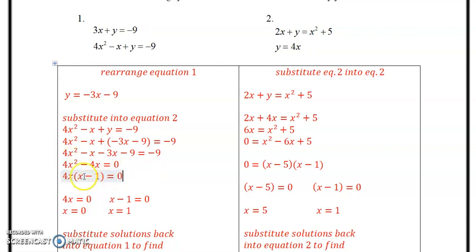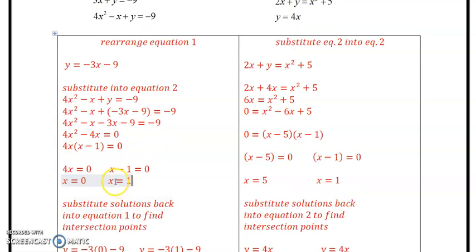And then this gives us a quadratic. We factor out 4x, leaving us x minus 1. So we have the first factor equal to 0, so 4x equals 0, which means x is equal to 0. And the second one we have is x minus 1 equals 0, the second factor, which means that x is equal to 1. So there's your two x values.